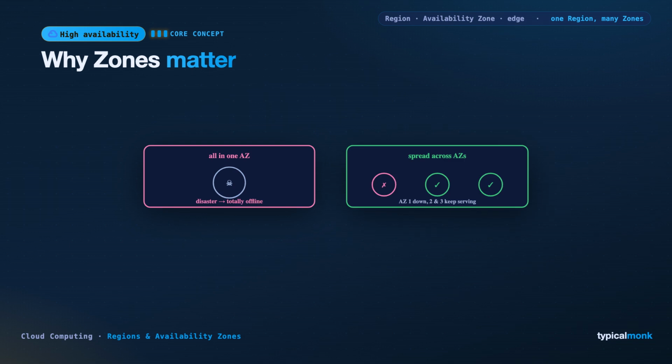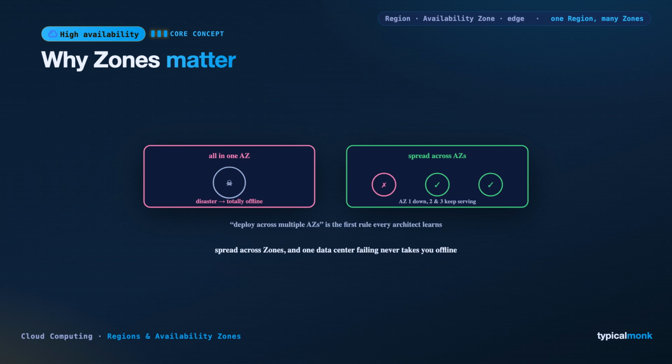Everything stops. Now imagine instead that you spread your application across availability zones, with running copies in Zone 1, Zone 2, and Zone 3. When that same disaster strikes Zone 1, Zones 2 and 3 are completely unaffected. They keep serving your users, and your application stays up. The failure becomes a non-event.